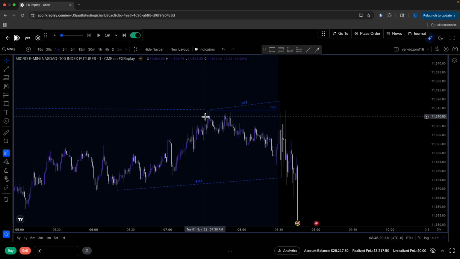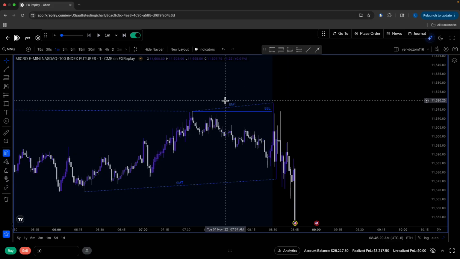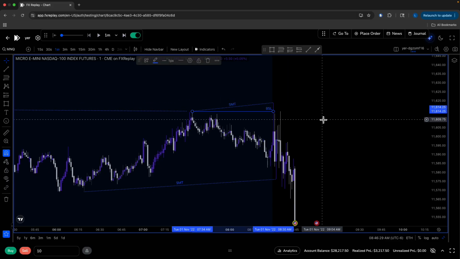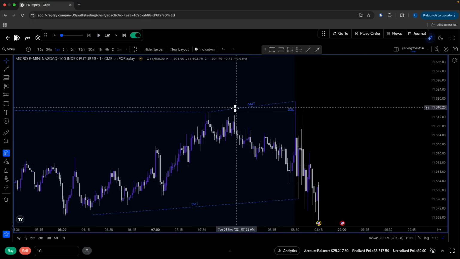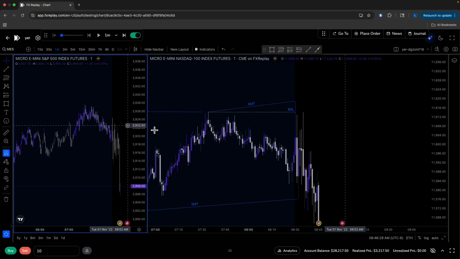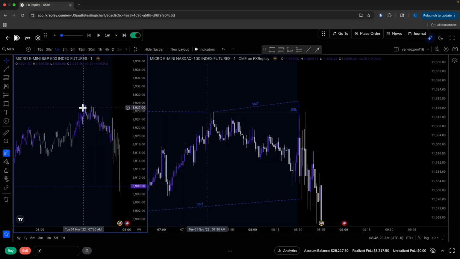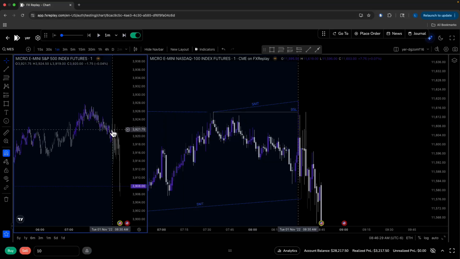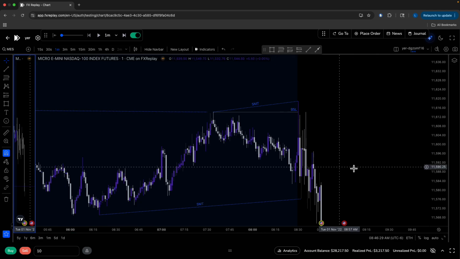NQ trades higher, takes out the pre-market high. ES does not take out this high, so we have internal manipulation here. SMT gets put in because ES doesn't take this high. Let me just drag ES over right quick. As you can see, this is the pre-market high, and then market open is this right here. So ES does not take this high, NQ does. Bearish SMT gets put in.